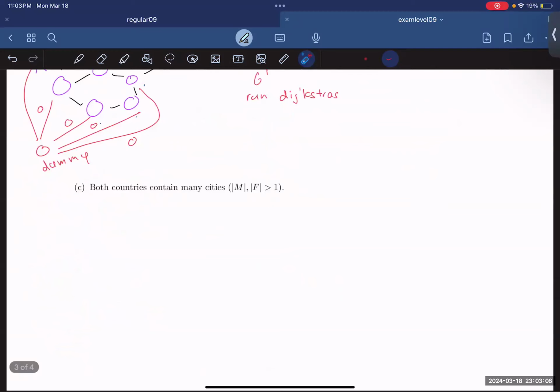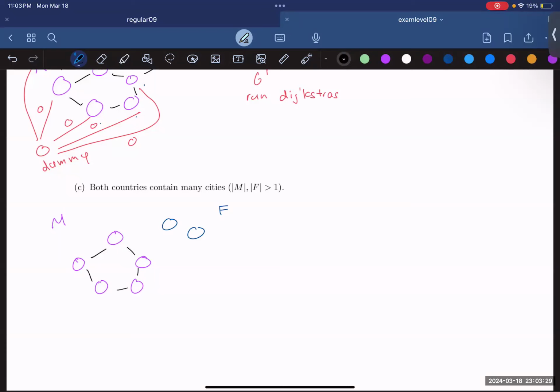Lastly, it's saying both countries contain many cities. So once again, we are going to draw this out. We have all of these in M, and now let's just put 2 in F. And these are all connected in some way, shape, or form. Once again, we don't have a starting vertex in M, so we're going to do the same process we did in part B, where we create a dummy node that goes to all the vertices in M. We're going to set all of these edges to 0.